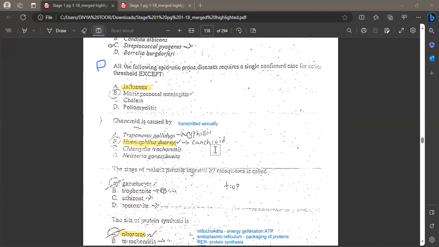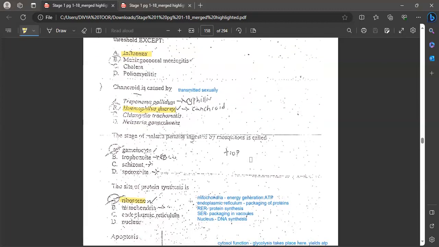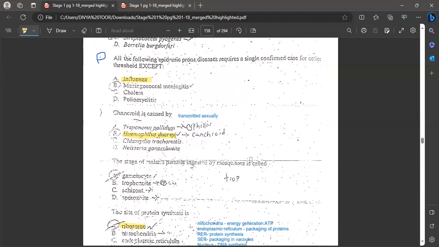So we move on. Then chancroid is caused by, Chai, if you can answer this one. Yeah, Ducreyi is chancroid, because we are done with bacteria. Treponema pallidum, as this guy has written, is syphilis.